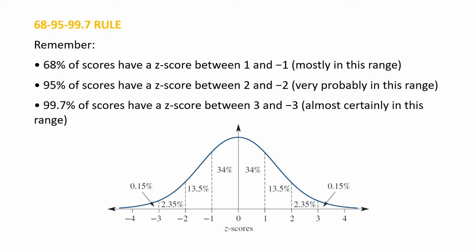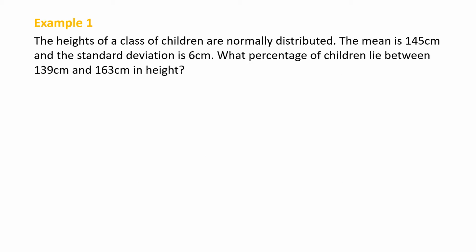Now remember, it is symmetrical, so everything from 0 down will be half, so 50%, and then everything above 0 will also be 50%. All right? It is nicely symmetrical, and that will come in handy. So let's look at some examples.